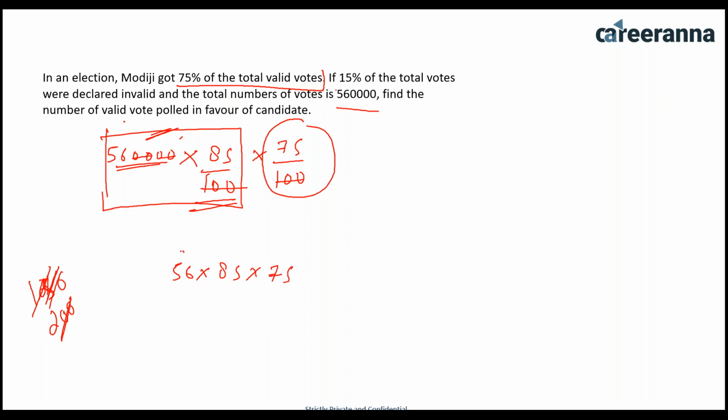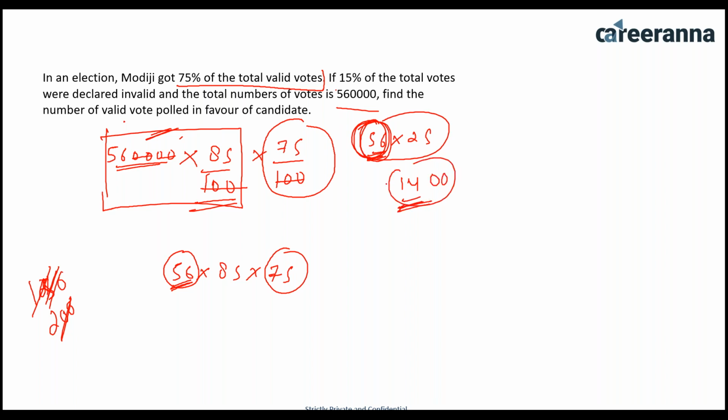Now, what I know is 56 multiplied by 75. So if I multiply 56 by 4, guys, can I do this? I have to find out 1 by 4 of this number. 1 by 4 of this number is 14, isn't it? So it is 1400. Can I do it? You can do it like this if you want. This is 1 by 4. So this is 14. This is 100. This is 1400.